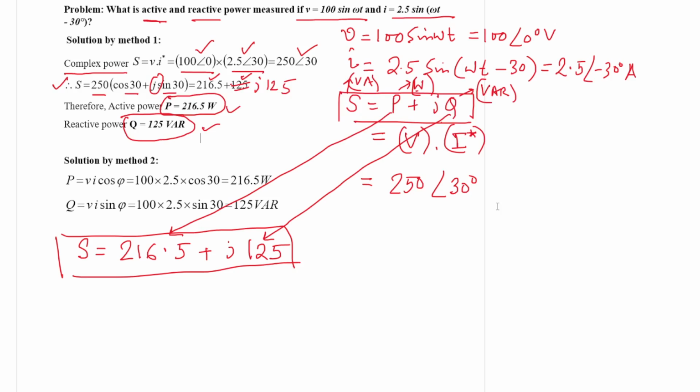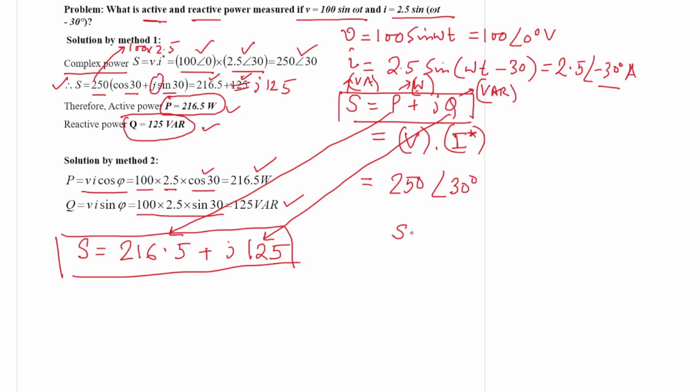And alternately, we can do that: P is equal to VI cos phi, where the angle is 30 degree. So you can directly write V is equal to 100, I is equal to 2.5, and it is cos 30. That is exactly what comes here. 100 into 2.5, that is voltage into current, into cos 30, that is the real part, which is 216.5 watt. And VI sin phi, the same way, 100 into 2.5 into sin 30, becomes 125 var.